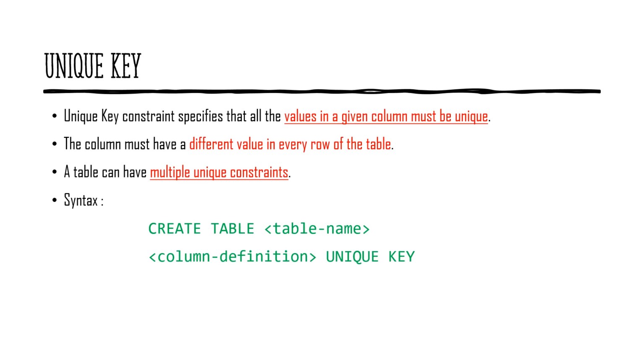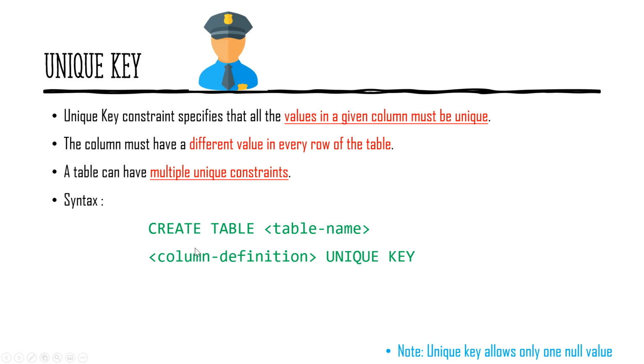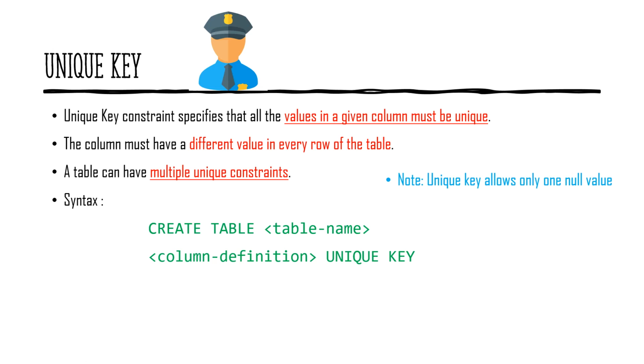So here we go. Unique key constraint specifies that all the values in the given column must be unique and the column must have a different value in every row of the table. And a table can have multiple unique constraints, and here is the syntax for it. And like I said, the unique key allows only one null value.